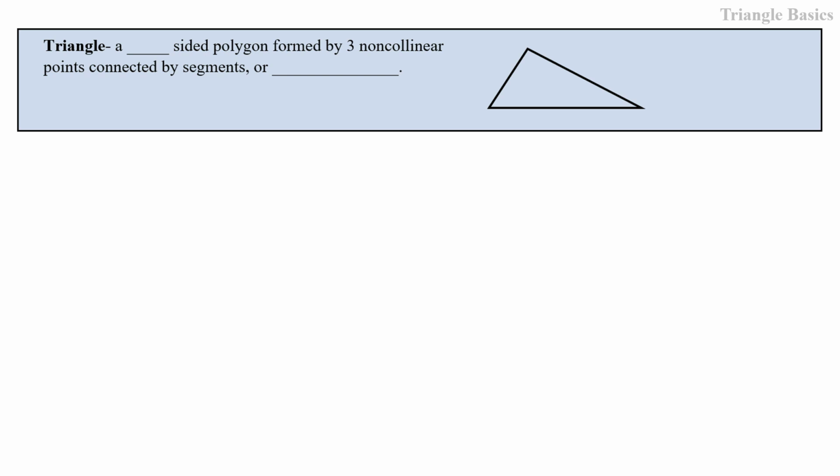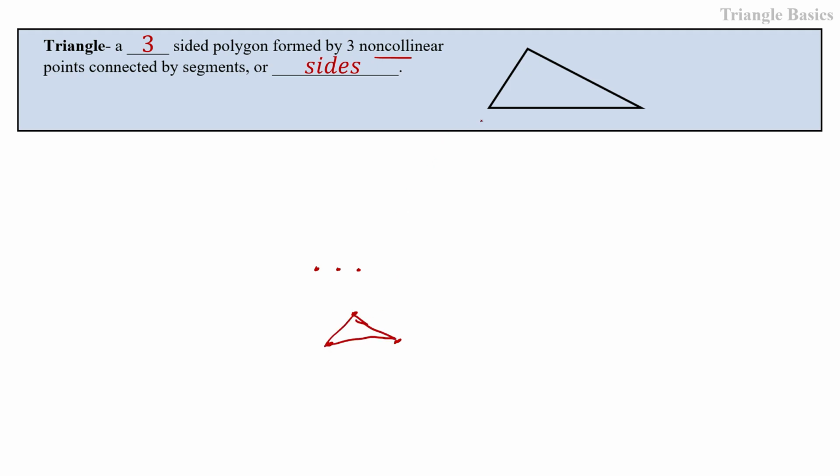So let's go back and just define what a triangle was. A triangle is basically a three-sided polygon formed by three non-collinear points connected by segments, or what we call sides. Okay, so remember, non-collinear are not on the same line. Like if I draw 3 points like that, that is collinear. But if I draw 3 points that you cannot draw a line through them, that's non-collinear. Okay, and once we connect those points, we get a triangle.